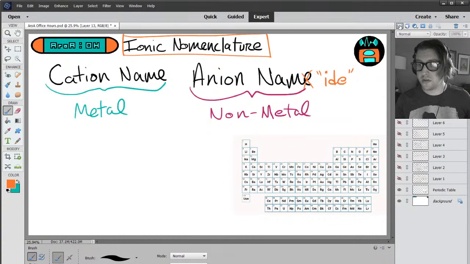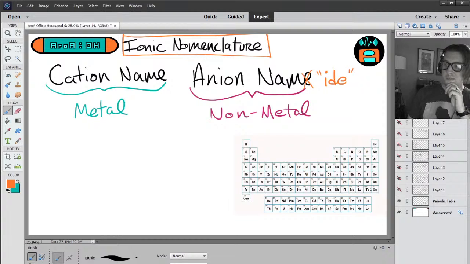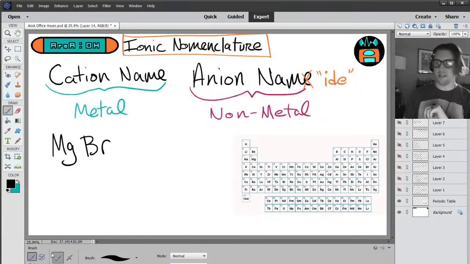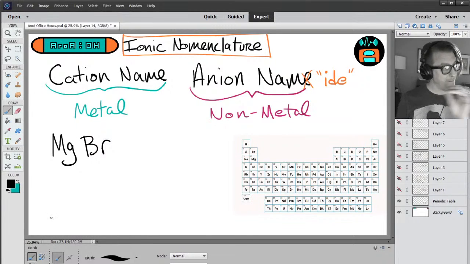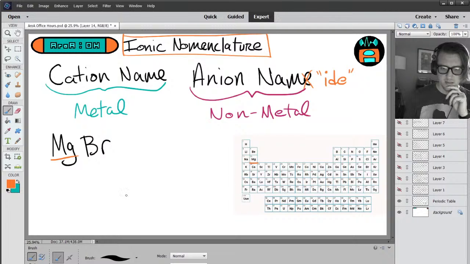Let's do another example. Yes, Blake, correct. Let's name this one. I almost said its name. First thing to spot, we have a metal together with a nonmetal. So ionic compound for sure. The name of our metal, our cation, is magnesium.